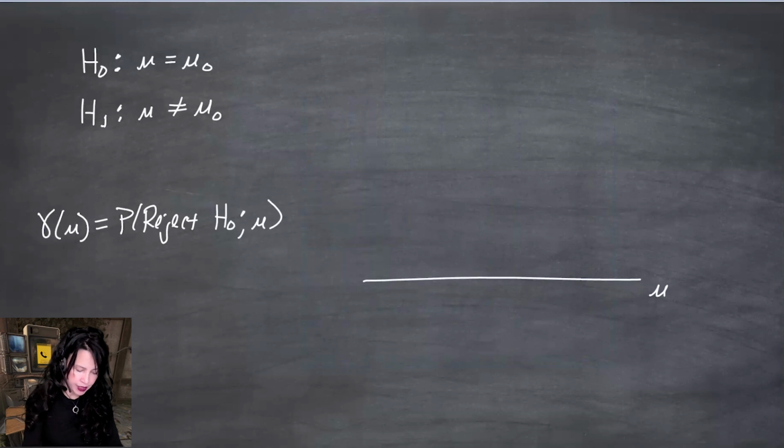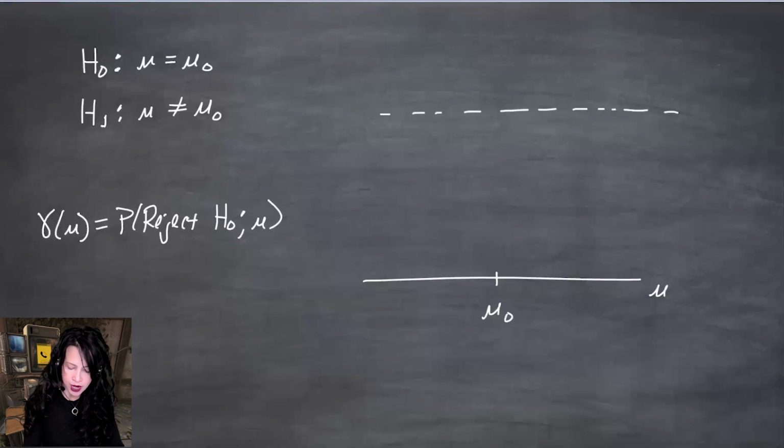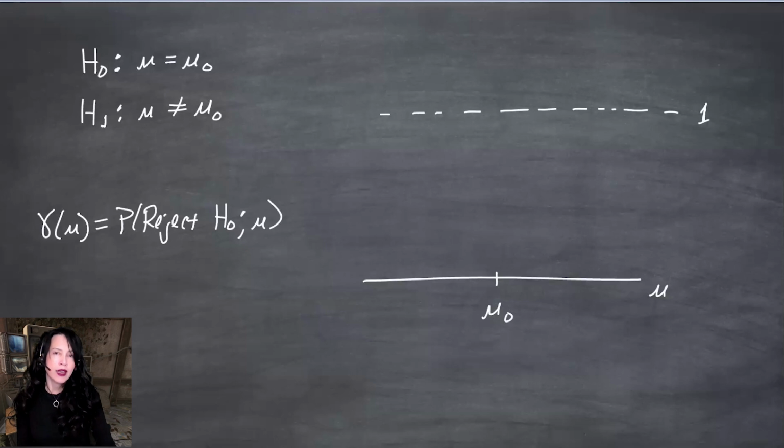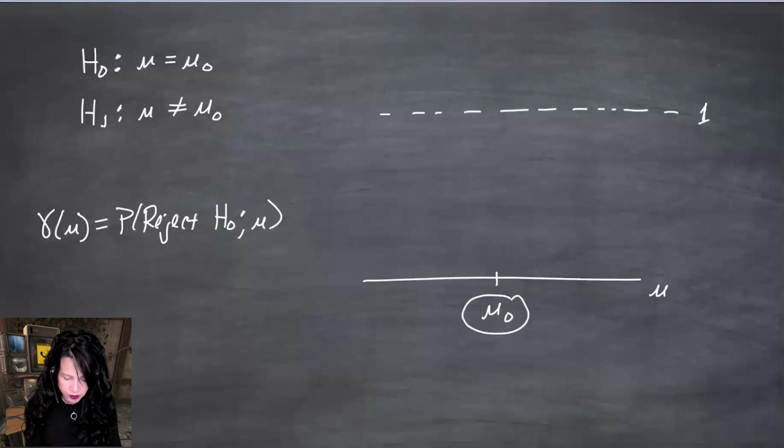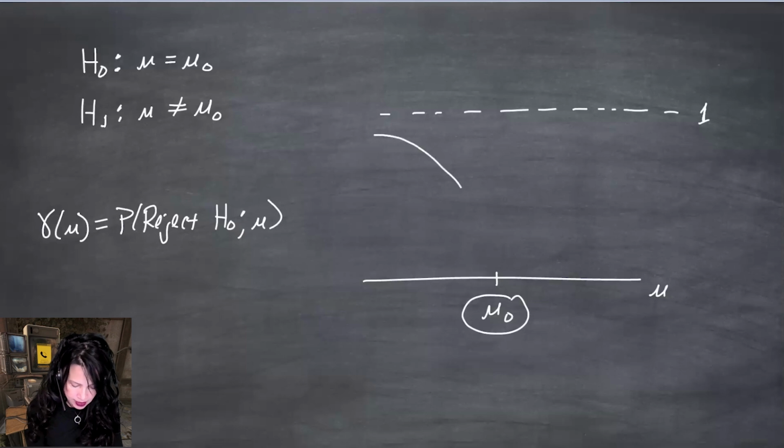So let me put down a fixed mu naught and then a top here at height 1. If you have a decent test, because you can make a really bad test, this is supposed to be the probability you reject the null hypothesis, and you should not reject it when it's true. This is the only point where the null hypothesis is true. So you would like the probability of rejecting the null hypothesis to be small there and to be large everywhere else. So if you have a decent test here, your power function will probably look something like this.